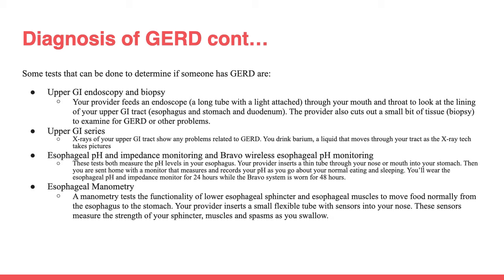The next test is an upper GI series. This is when x-rays of your upper GI tract show any problems related to GERD. You drink barium, a liquid that moves through your tract as the x-ray tech takes pictures.